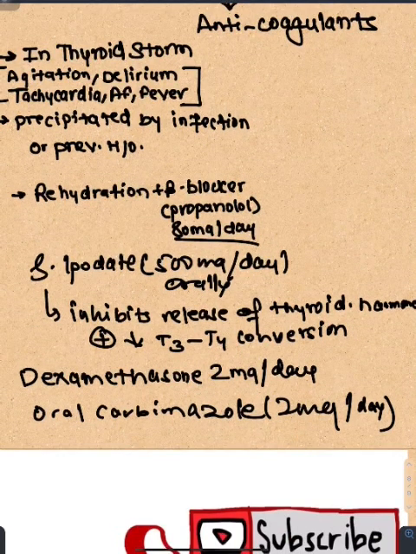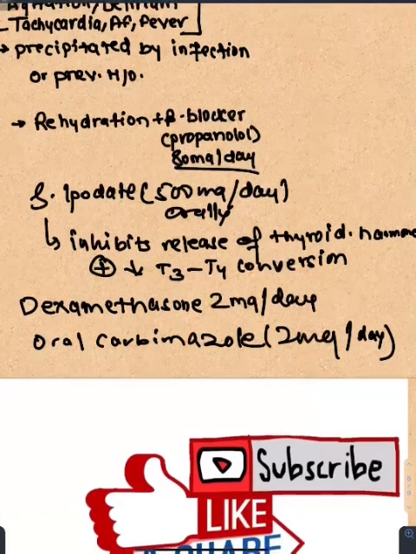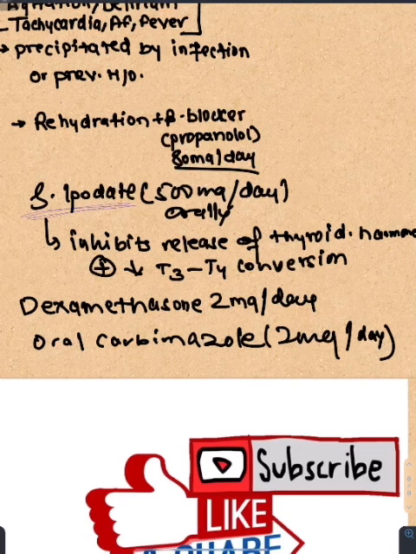So we will start with the treatment of rehydration to the patient, and beta blocker propranolol will be given, that is 80 mg per day, and some sodium iodate will be given, that is 500 per day orally. It inhibits the release of thyroid hormone as well as T3 to T4 conversion. There are some alternates, that is lithium or potassium iodate, that will not be much advantageous over the sodium iodate. So preferably the sodium iodate will be used.